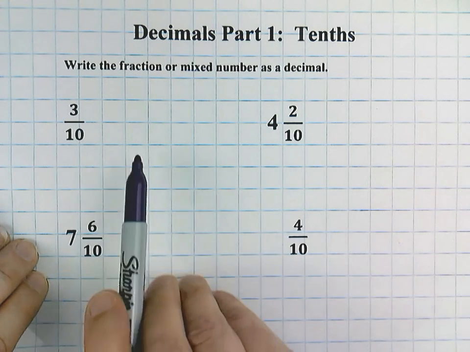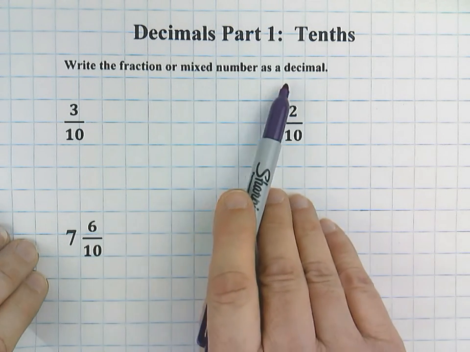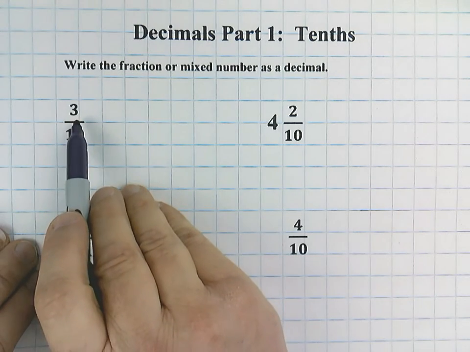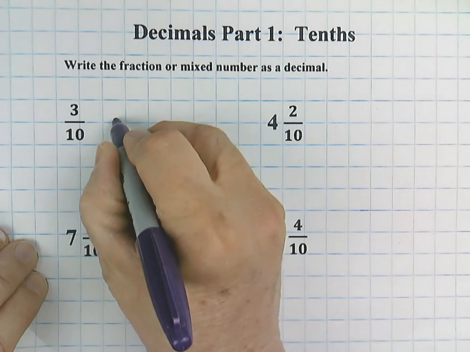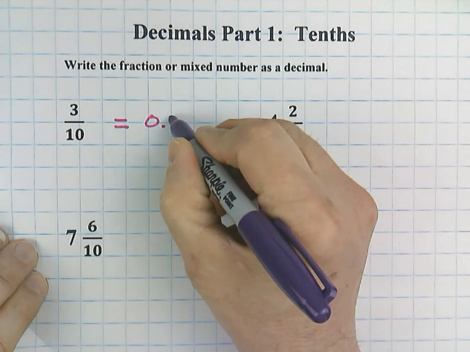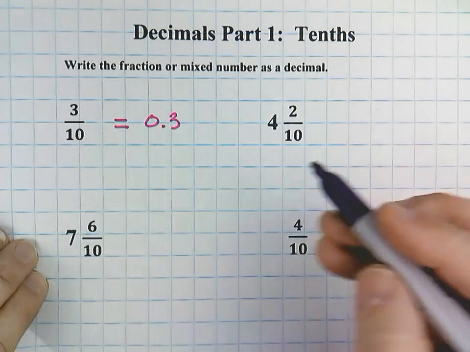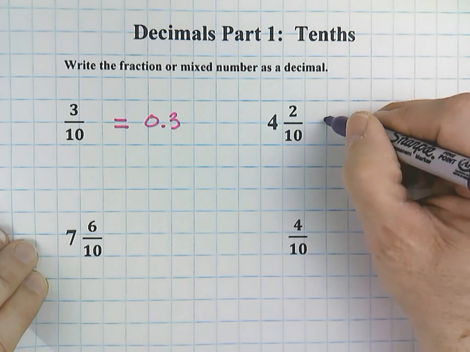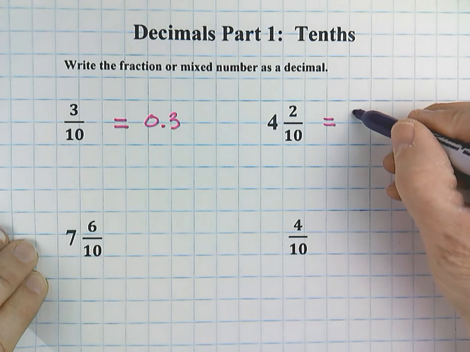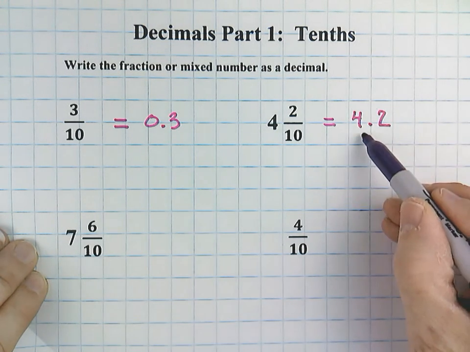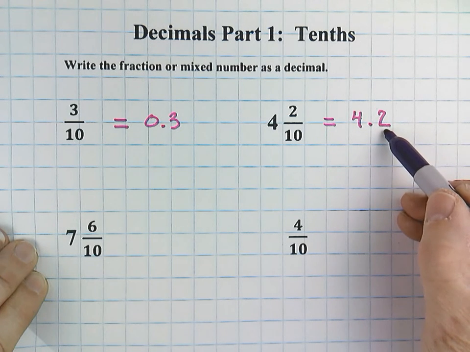Pause if you like and see if you can write the fraction or mixed number as a decimal. Okay, how'd you do? All right, the fraction 3 tenths would be written as 0.3 or 3 tenths. 4 and 2 tenths in decimal form would be 4.2, which would read 4 and 2 tenths.